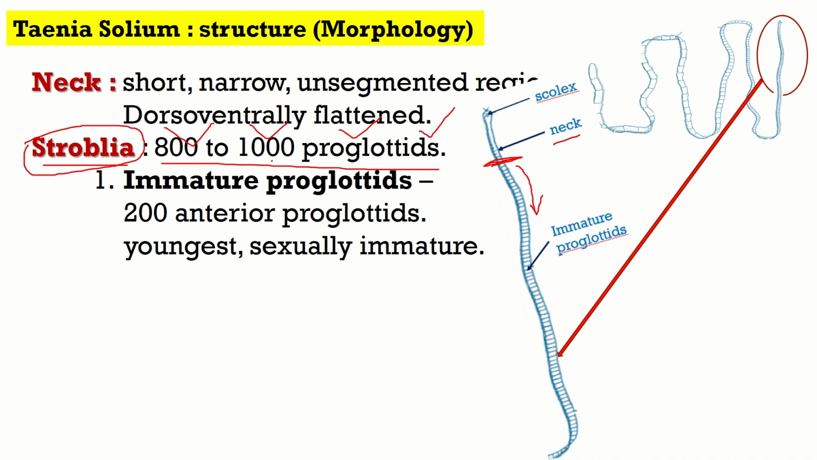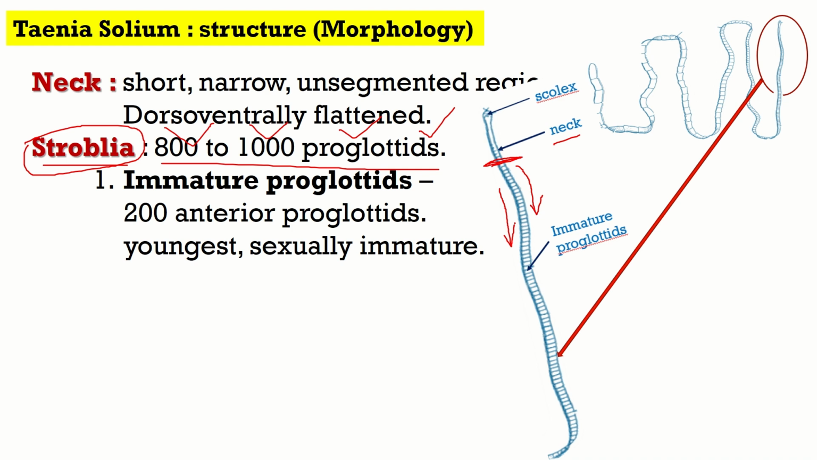It forms the main bulk of the body. It consists of these proglottids arranged in a linear series, one behind the other, in a chain-like fashion. A single proglottid is a unit part of the body enclosing a complete set of genitalia.